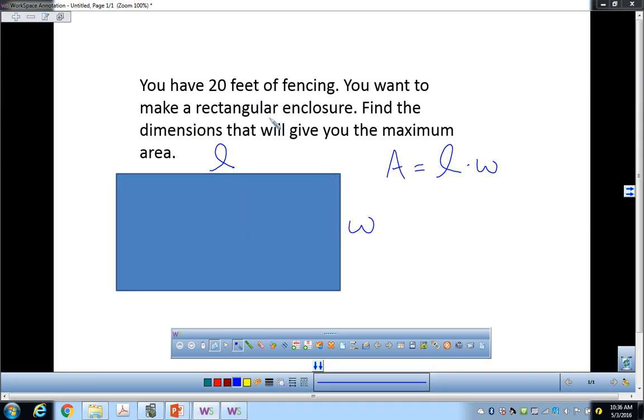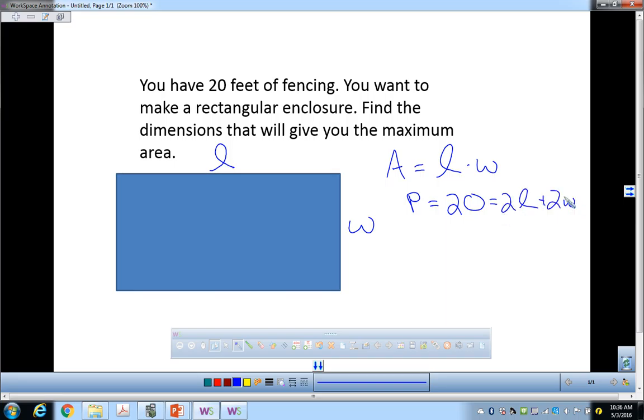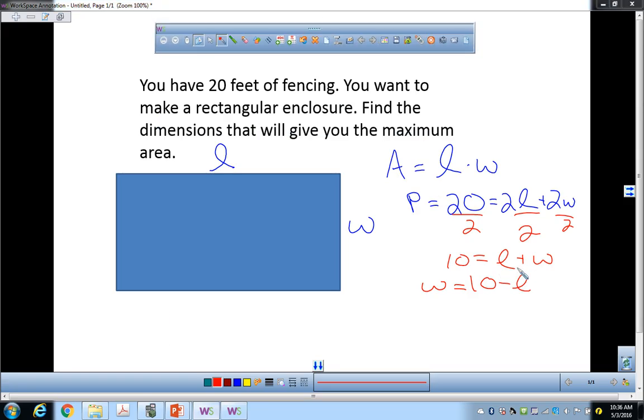Okay. And then you also know that the perimeter is equal to what? 20. Yeah, it's 20, and that can also be expressed in terms of L and W as 2L plus 2W. Now I could do some math, which you will have to do; we've actually done this problem before. You could divide everything by 2 and you get 10 is equal to L plus W. And then you can solve for W. So W is equal to 10 minus L. And then you can plug that into the original equation.